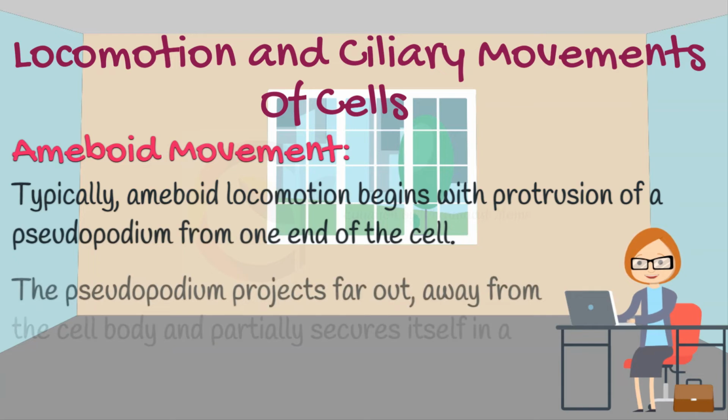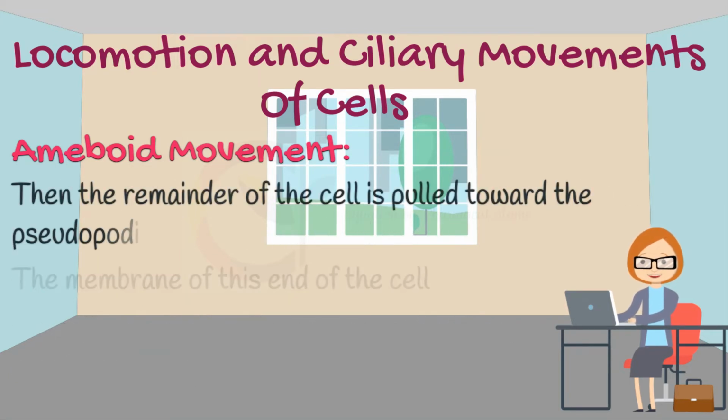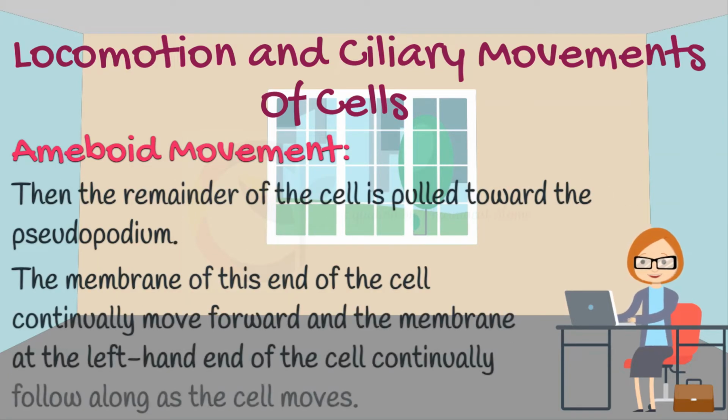Typically, amoeboid locomotion begins with protrusion of a pseudopodium from one end of the cell. The pseudopodium projects far out, away from the cell body, and partially secures itself in a new tissue area. Then the remainder of the cell is pulled toward the pseudopodium. The membrane of this end of the cell continually moves forward, and the membrane at the left-hand end of the cell continually follows along as the cell moves.